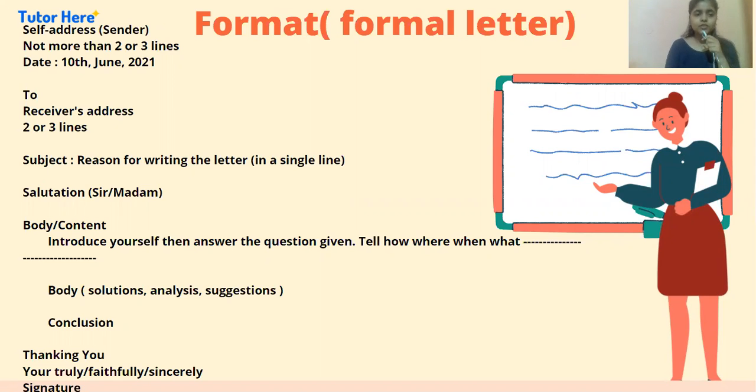Then we put the salutation, meaning sir slash madam. Then we jump onto the body and content of the letter. First, we introduce ourselves when we are writing a formal letter. We answer all the questions given or the problems we want to discuss. After that, we jump onto the body. In the body, we give solutions to the problem. We analyze the problem, or you can say we give suggestions to resolve the problem.